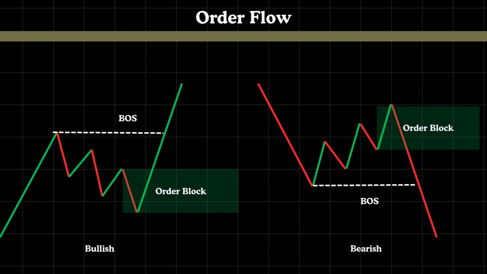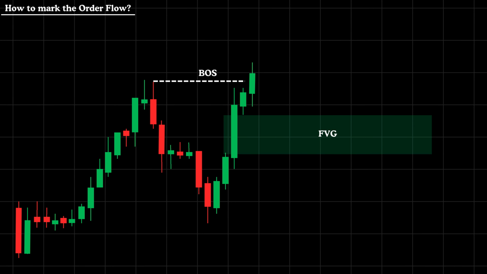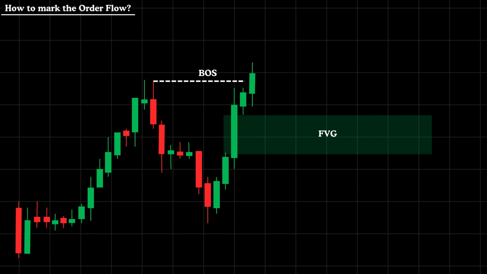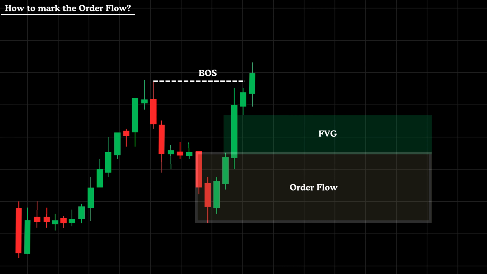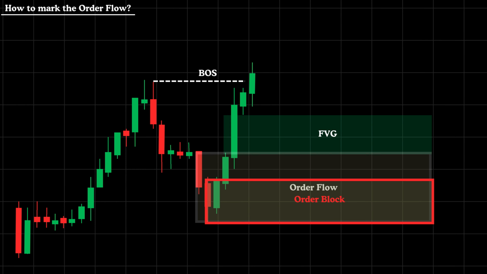Take this example, a breakout with fair value gaps and a structure break. These two candles represent the final bearish move before price surges. We highlight this as our order flow area. It might span a wide section on the chart and often includes the order block within it.